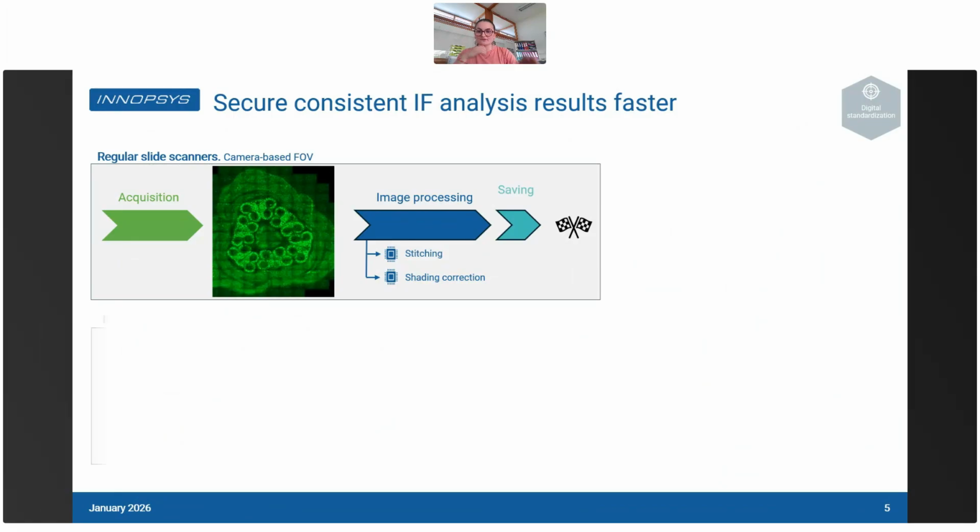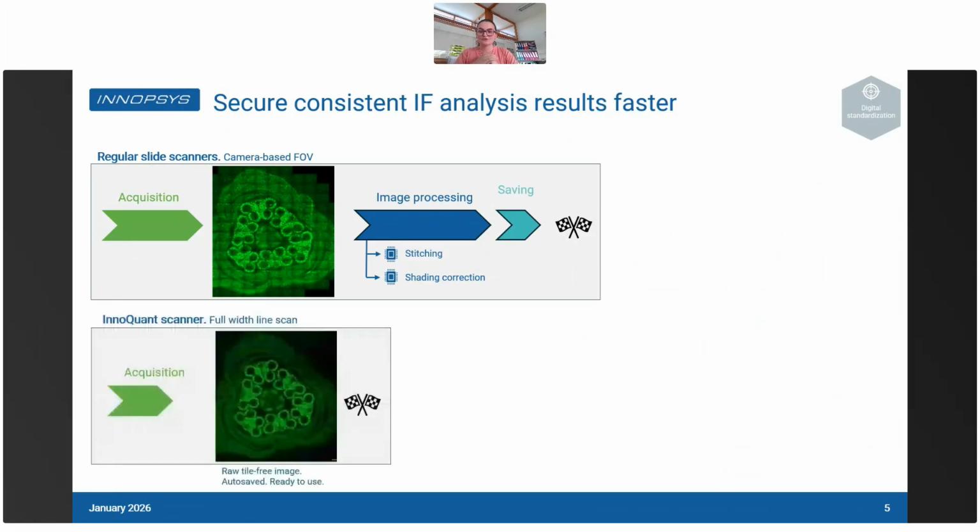With InnoQuant, we are scanning line after line. And so the image is constructed on the full width. So there is no field of view like you can see on the first image. And so this creates no need for post-processing steps. So once you have scanned your image, you have your raw data, and you are good to go.